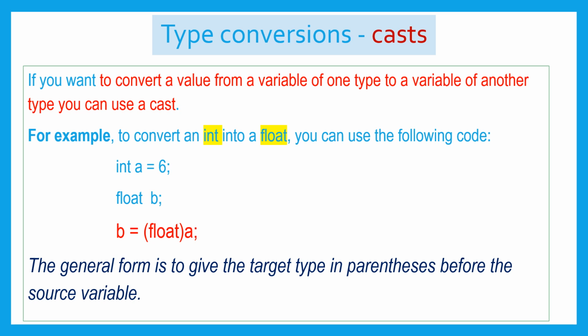Let us consider the example. We have a variable A and another variable B, which is of type float. Suppose I want to convert integer variable A to float type. So that can be done by this statement: B equal to, within brackets, float, A, semicolon. So this is known as casting. The type we have to convert to may be enclosed within brackets.